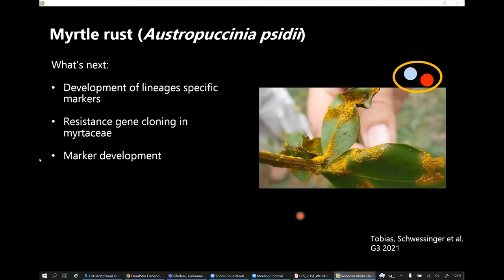So we're trying to develop lineage-specific markers again, so we can sample spores from the air. Can we detect novel incursions of myrtle rust by sequencing from our spore samples? We are working on annotating multiple, actually around 50, MRDSA genomes for resistance genes and see if there are specific families which haven't been described in there. And marker development is also something, but that's a little further off. We potentially try to develop some markers for specific resistance loci, but that's a little further off.